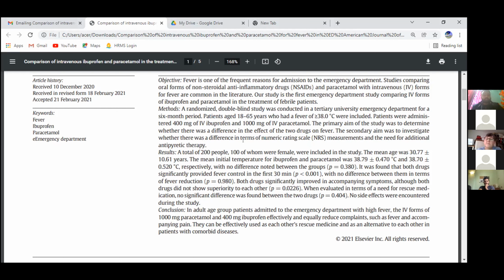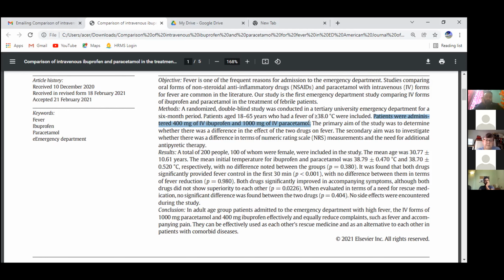So the second question is about intervention. And the intervention was done with the help of two drugs, as you can see here. The patients were administered 400 mg of ibuprofen and or 1000 mg of paracetamol. Also, it answers the next question, the comparison. And the comparison is done between 400 milligrams of ibuprofen and 1000 milligrams of IV paracetamol.